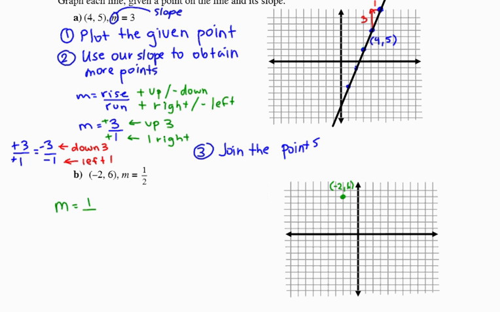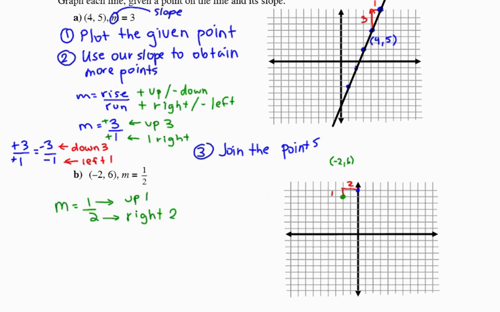If our slope, it's already a fraction, so we're happy. Our rise is 1. If our rise is 1, which way? +1, we're going up 1. And if our run is +2, we're going right 2. So from our given point, I'm going to go up 1, right 2. Let's see if I can move this. Yeah. So up 1, right 2.